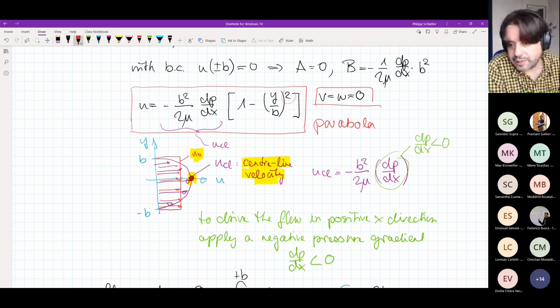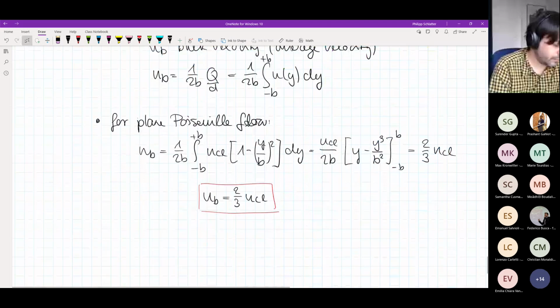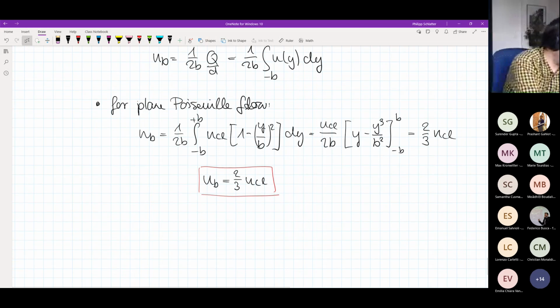So if somebody tells you, well, I have a channel flow with U bulk of 1 meter per second, I can directly tell you, okay, the centerline velocity would be 1.33. 1.5, sorry, 1.5 meters per second. Okay, so this is the bulk velocity as a function of centerline velocity. But we can also calculate all the other things that we did for Couette. So for instance, we could calculate now based on this profile, the wall shear stress.